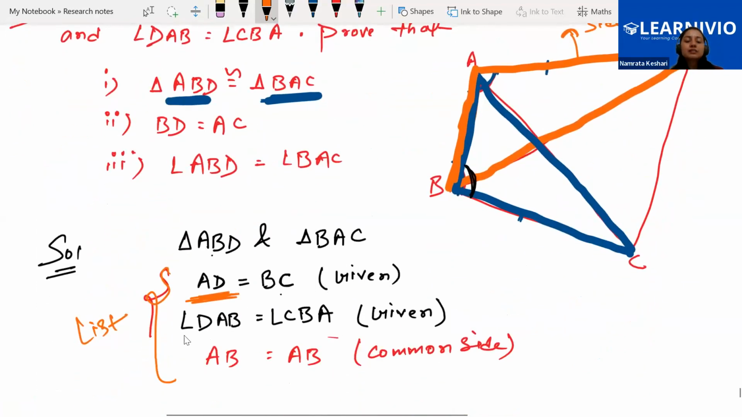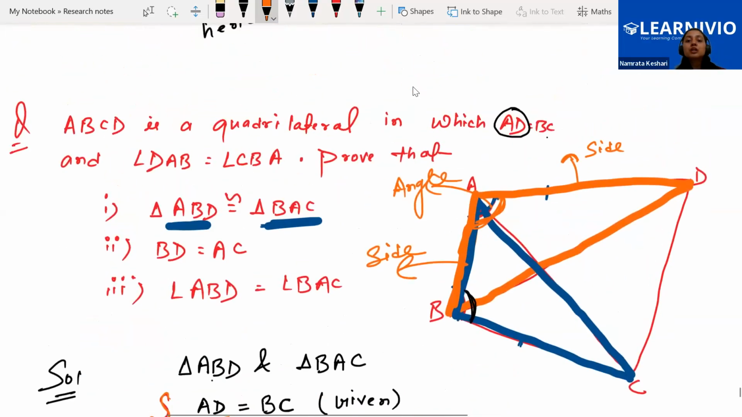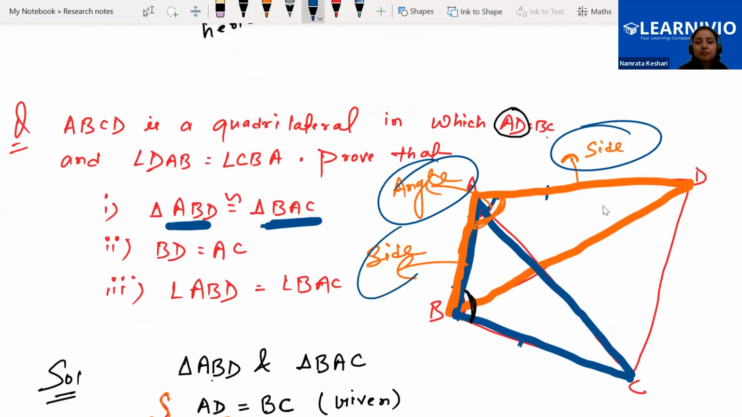Now what else we have used? Angle DAB. Angle DAB we have used, so we are going to mark this angle as used. Now the next side, whatever you have written over here, AB, mark it in the triangle, and then you will get the sequence, which formula, which congruency criteria is applied over here. Can you see it? Yes, ma'am.